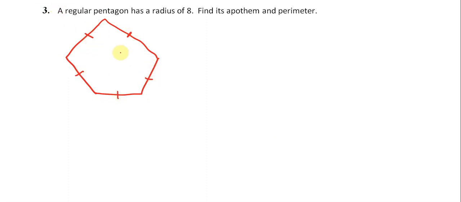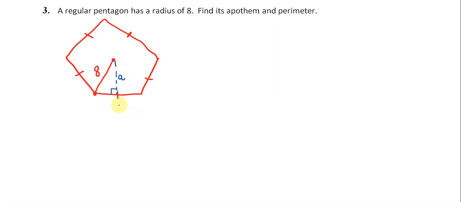Okay. And it has a radius of 8. So remember, a radius is the length from the center to one of the vertices. So that length there is 8. And the question is, what's the apothem? So let me change up the color. So the apothem is a length that is from the center and is perpendicular to one of the sides. So this dotted line here, we'll label it little a for the apothem.